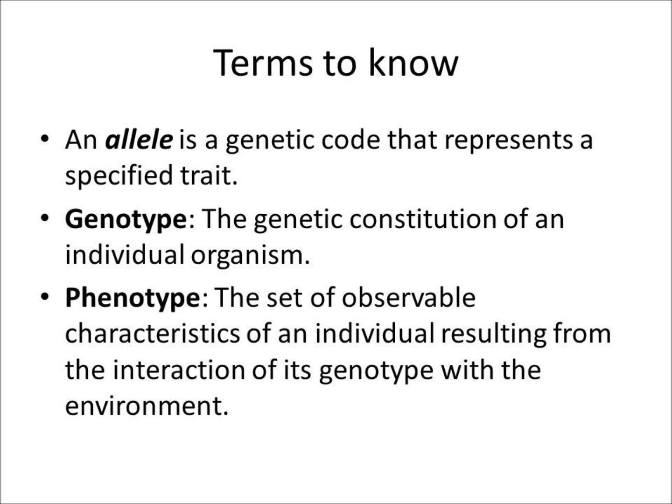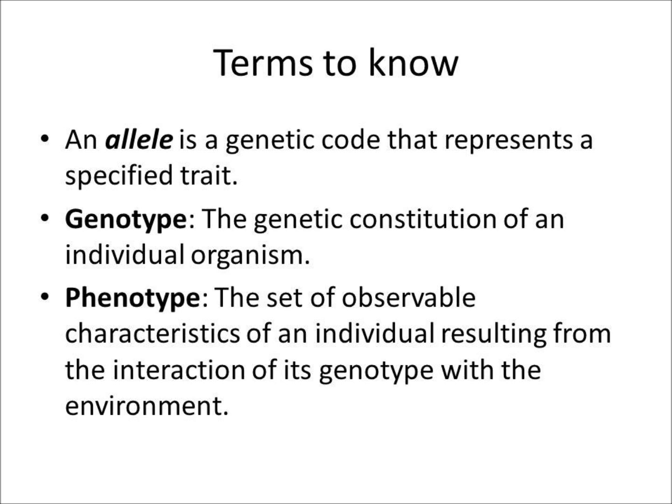An allele is a genetic code that represents a specified trait. So an allele for blue eyes or brown eyes. Genotype is the genetic constitution of an individual organism. So whatever trait you're looking at, an individual's genotype will tell you what alleles they have for that trait.